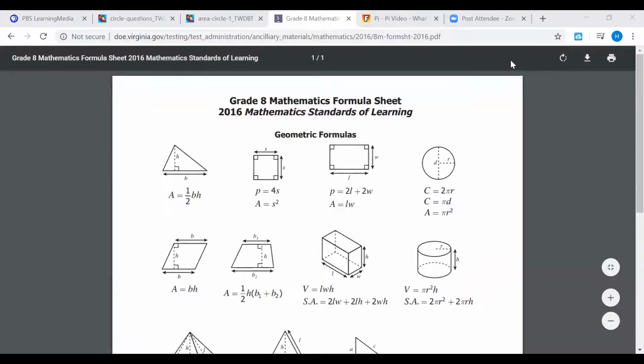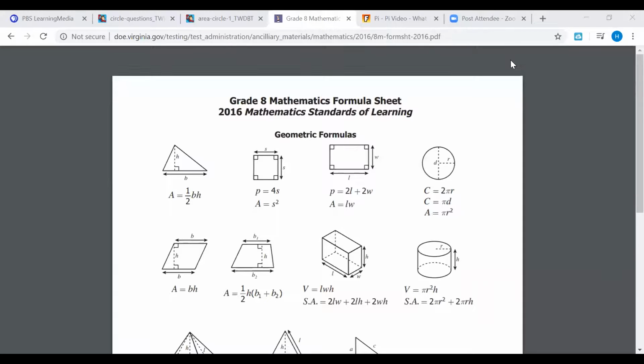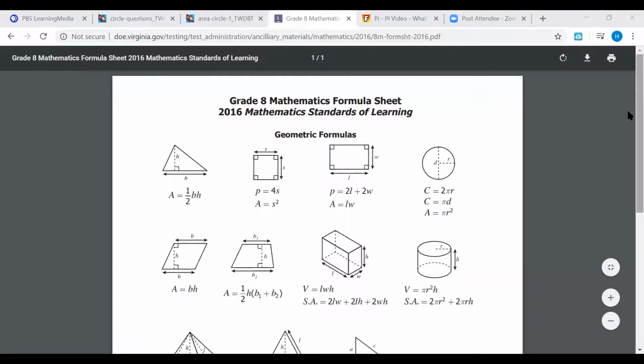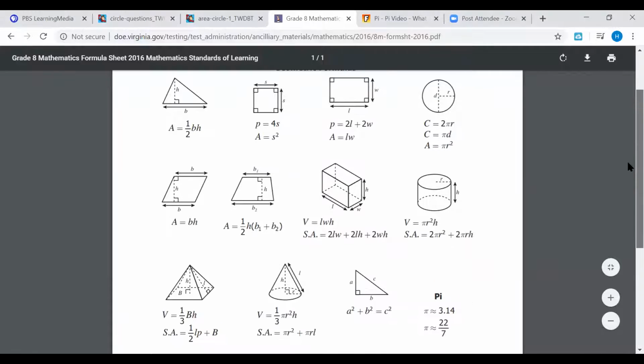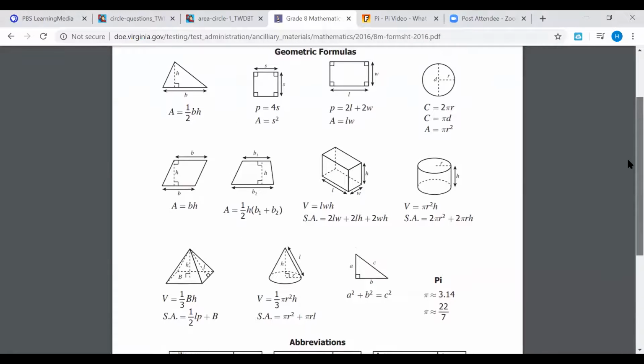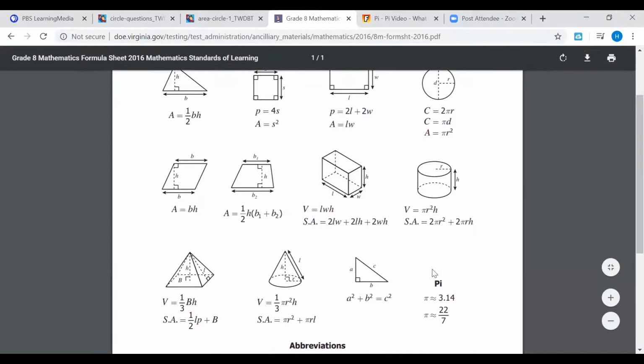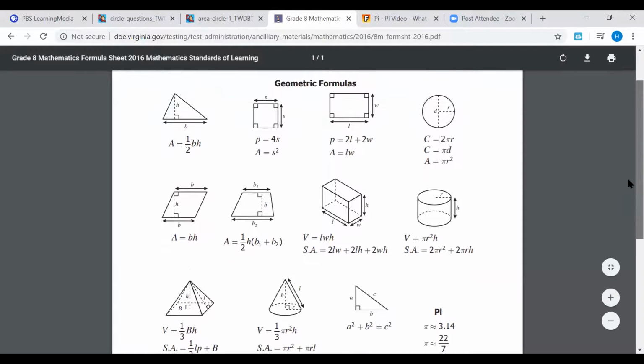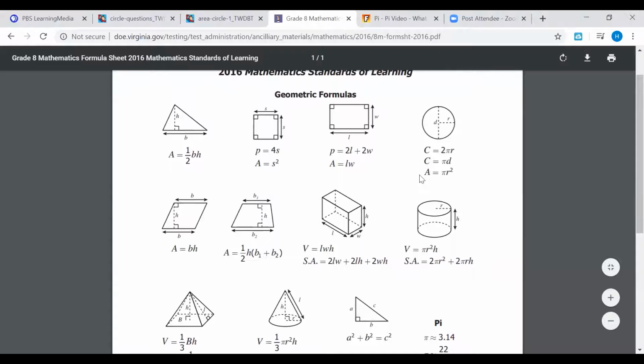In packet 3 that I mailed home to you, you should have a formula sheet. I just wanted you to reference the formula sheet for today. You see right here the symbol for pi, 3.14 is how we will use it for today's lesson. We're going to solve for area. So area right here, it's A equals pi r squared. You see the circle here, and it labels the radius. So r stands for the radius.